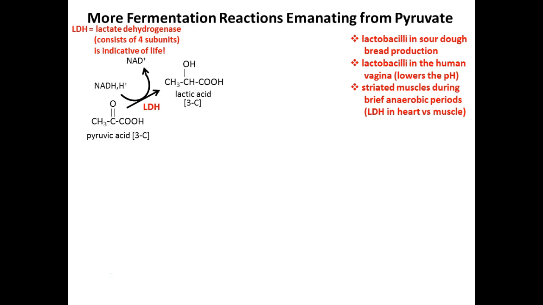Striated muscles during brief anaerobic periods when they don't get enough oxygen, right? They can't use their electron transport chain. They're still breaking down glucose for energy, but they produce that pyruvate. It can't go anywhere. You don't want to generate a whole bunch of electron carriers if you're not using your electron transport chain. So instead, we produce lactic acid.